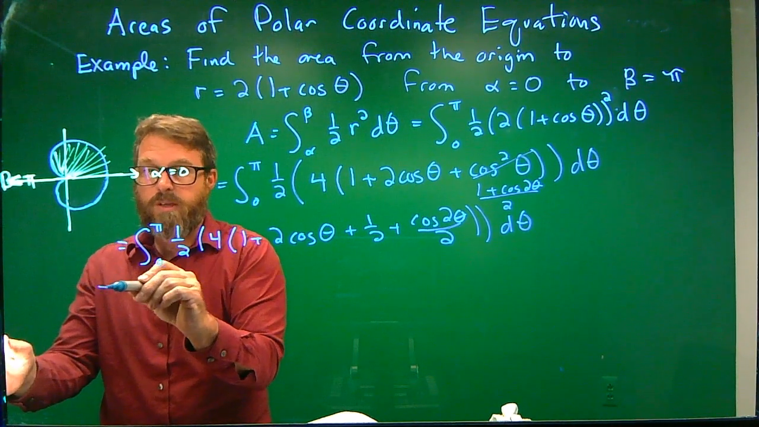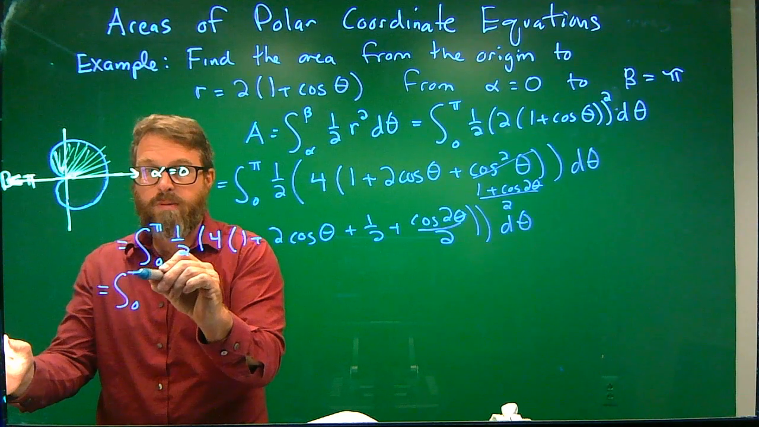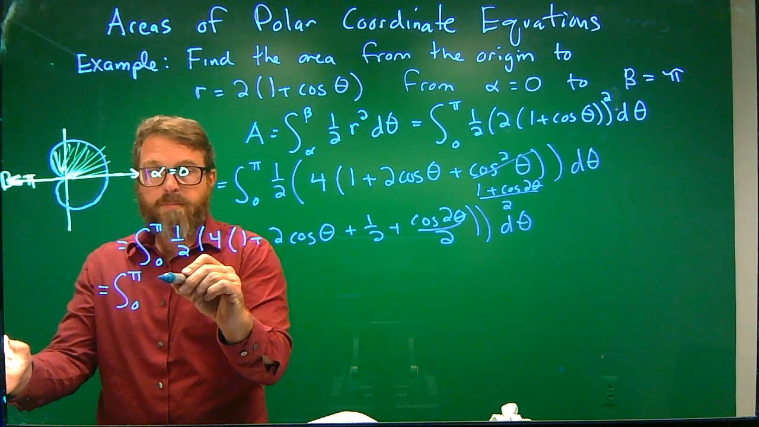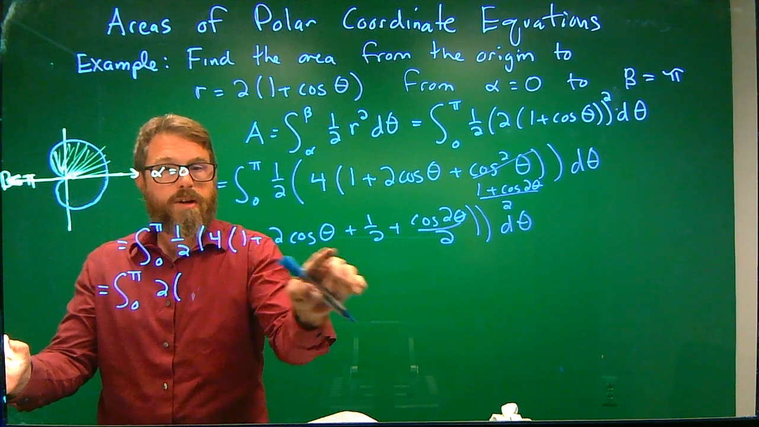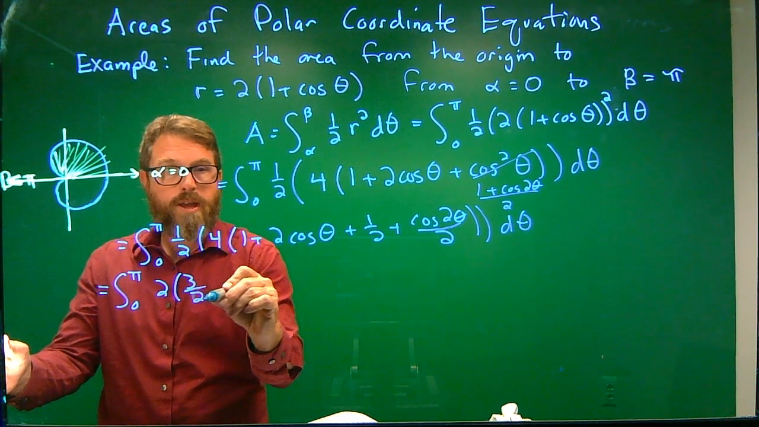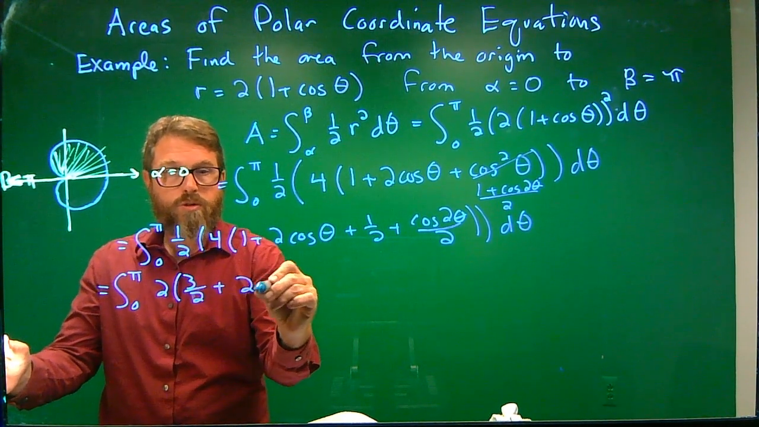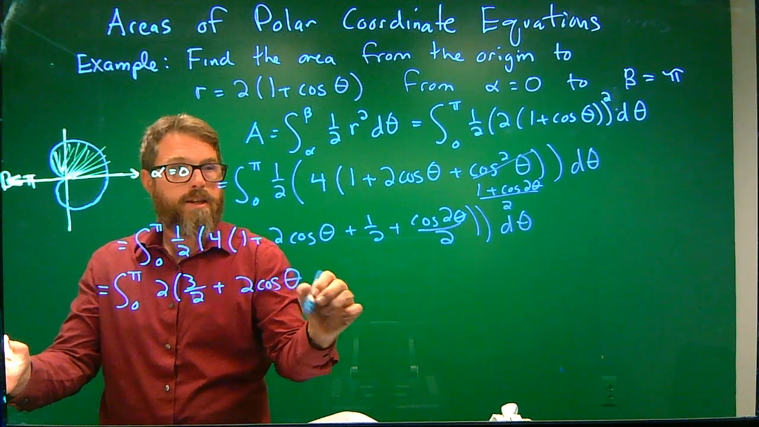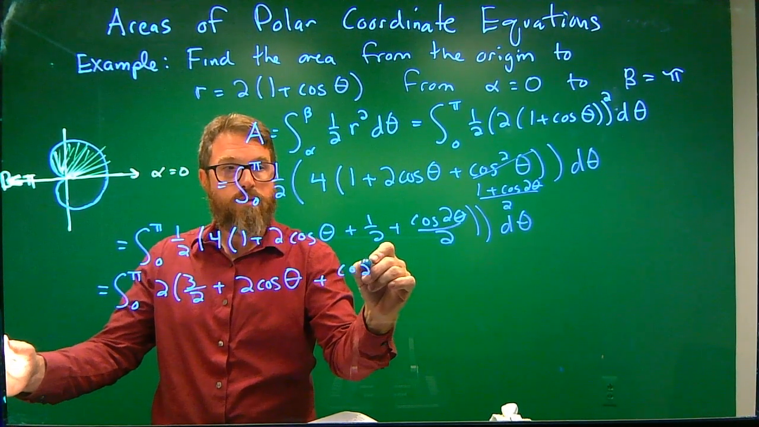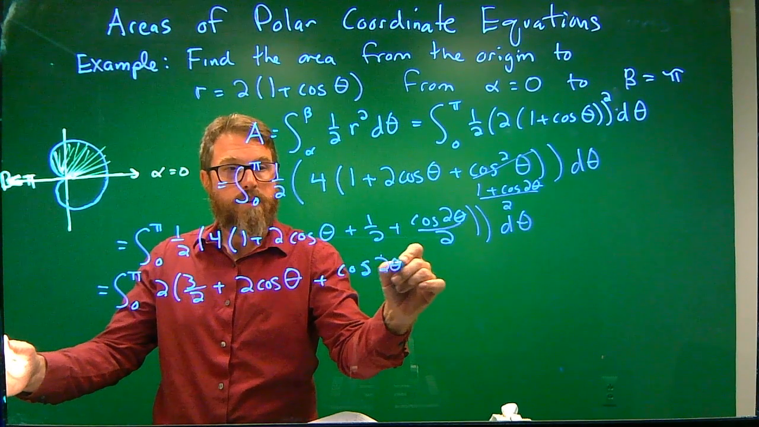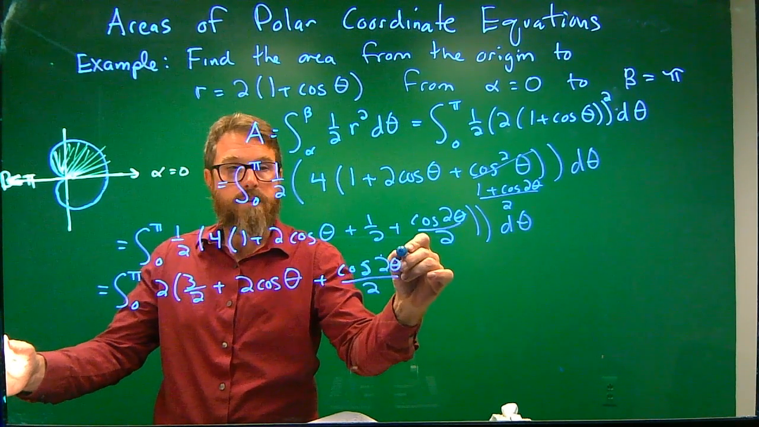So this is equal to the integral from 0 to pi of 2 times, well actually not 1, we just said 1/2 plus 1 is 3/2, so 3/2 plus 2 cosine of theta, and then we have the cosine of 2 theta all over 2 d theta.